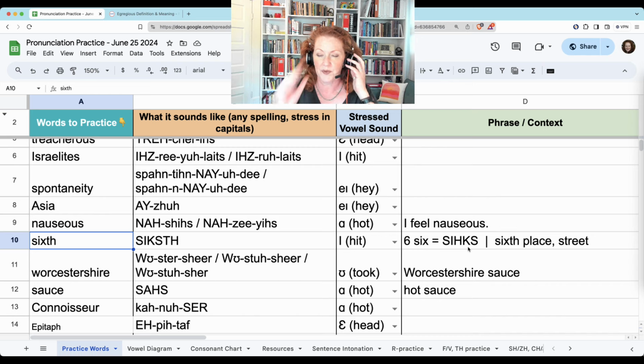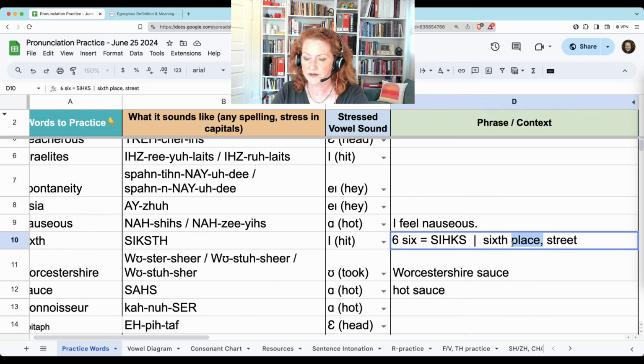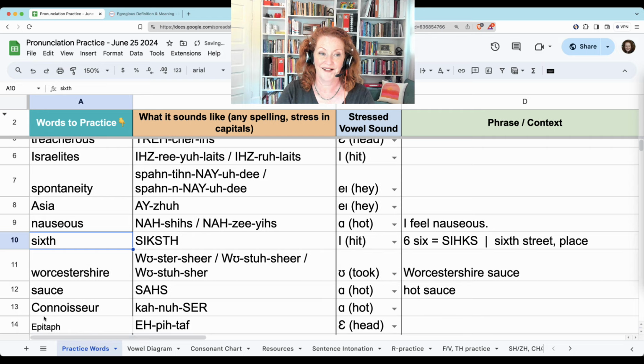Sixth. And we practiced sixth place and sixth street. It is very hard to go from the TH to the STR combination again. So take your time and even take a little break. If I had to say, I'll take this out for practice. Sixth Street. Take a little break in between there. Sixth place. A lot of airflow.